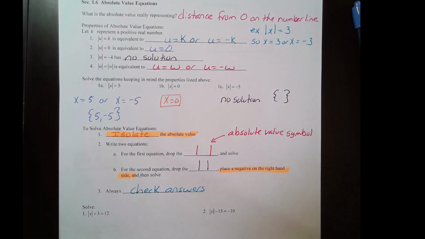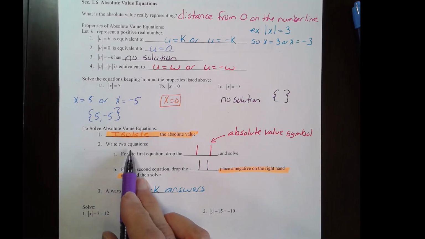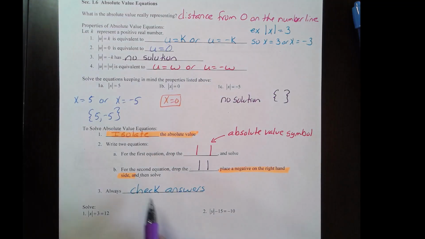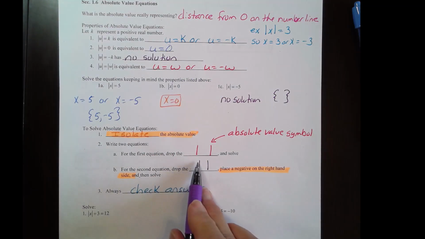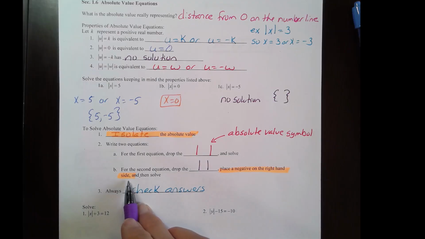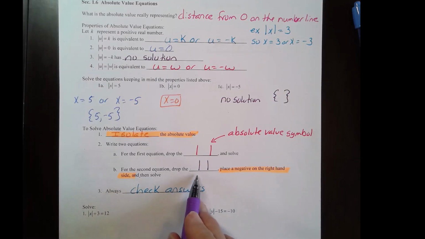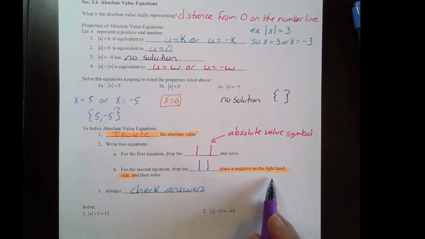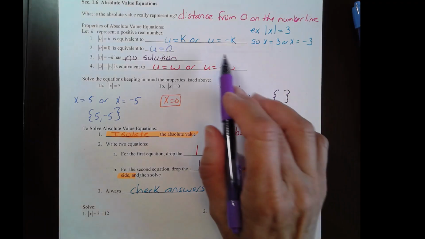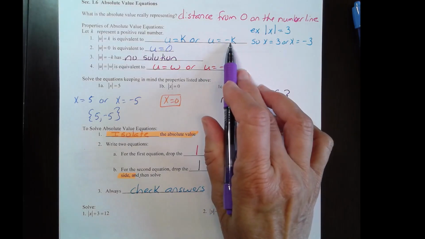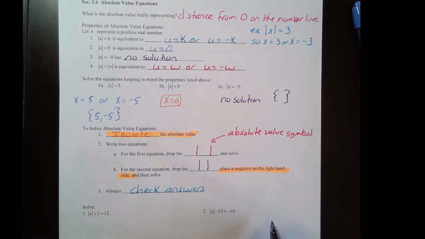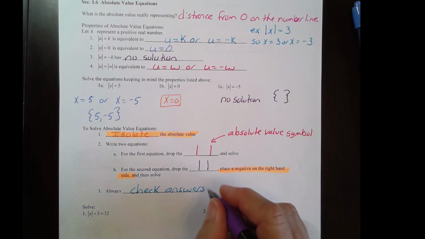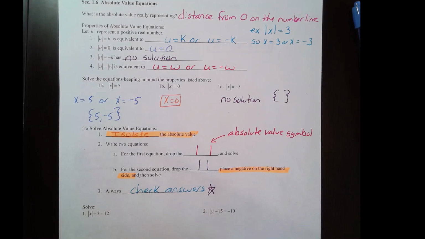Then at that point, you want to write two equations. The first equation, kind of like with property 1, is you drop off the absolute value and solve the equation. The second equation comes from dropping the absolute value, but placing a negative on the right-hand side. And then solve. Please always check your answers. This is something you should star. This is not optional. You must check your answers.